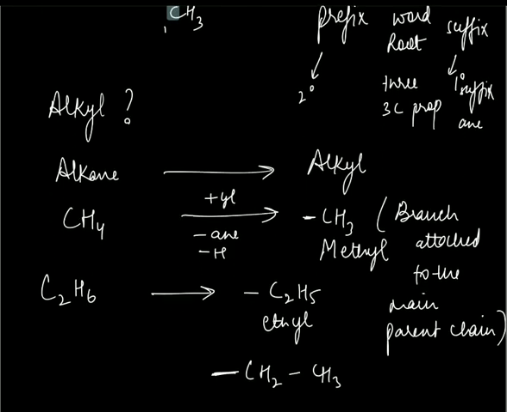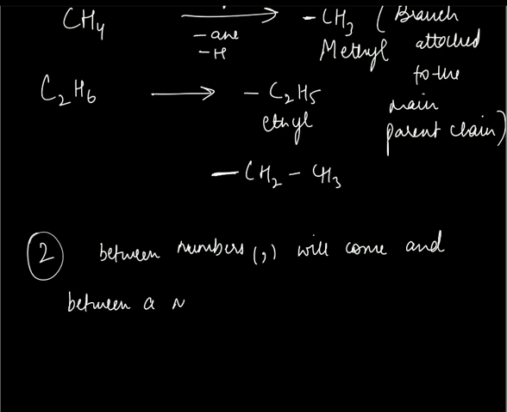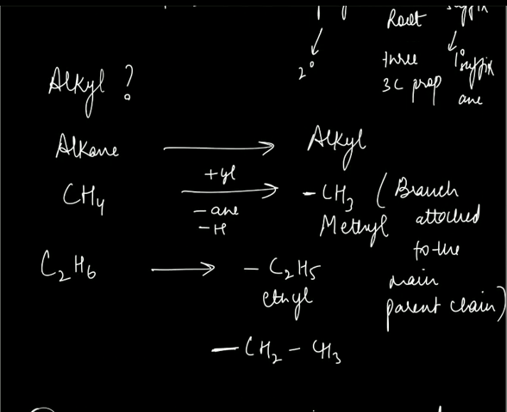So now we will write it, and one more rule I'm going to write. Between numbers, a comma will come, and between a number and alphabet, a hyphen will come. See, this is a very simple terminology. Obviously, you don't see that in different books. They write it in a nicer way.